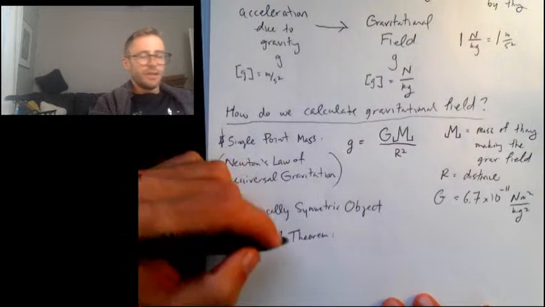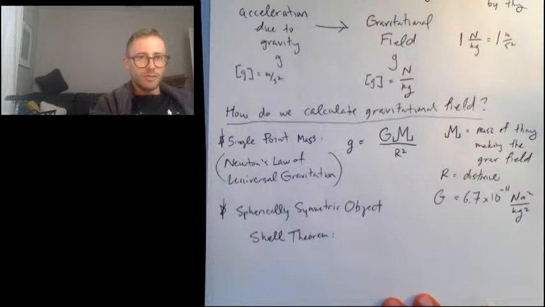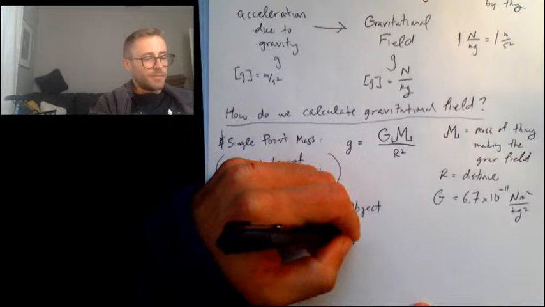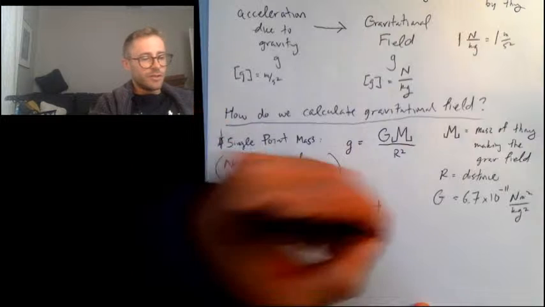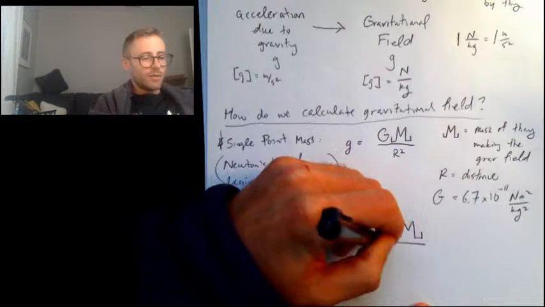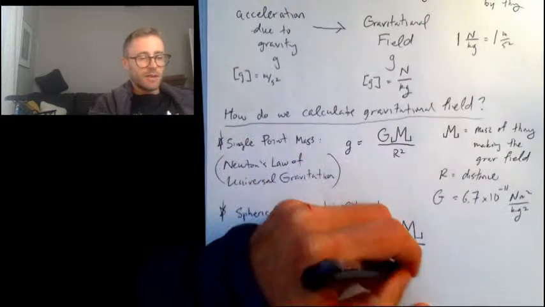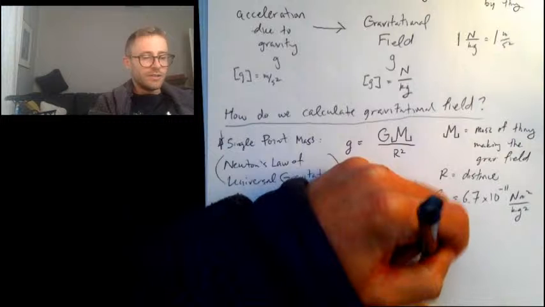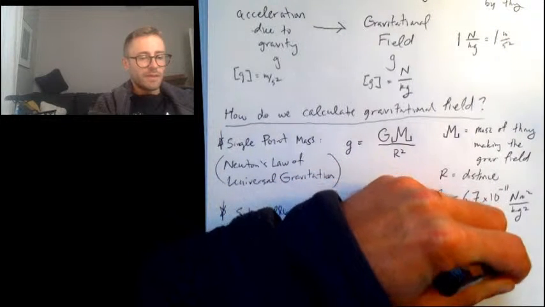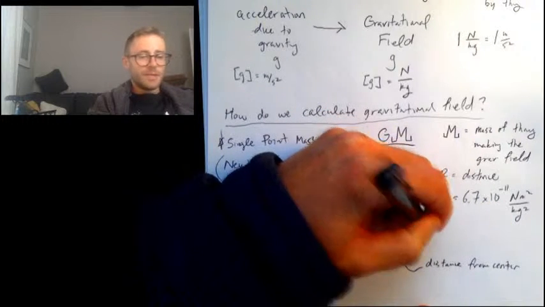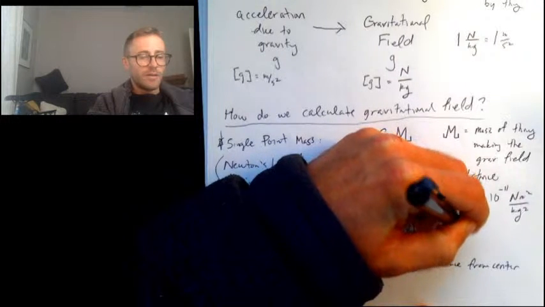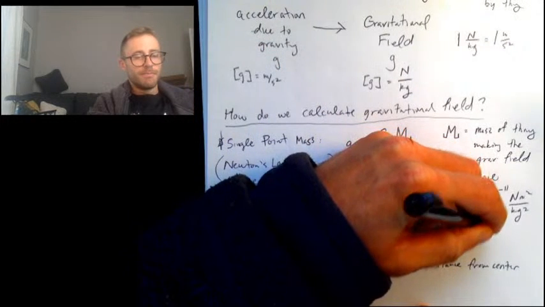And what it says is that if you have a spherically symmetric object, the gravitational field is going to be equal to G m over r squared. So the exact same formula, where r is the distance from the center. Okay? And m is the mass below you.